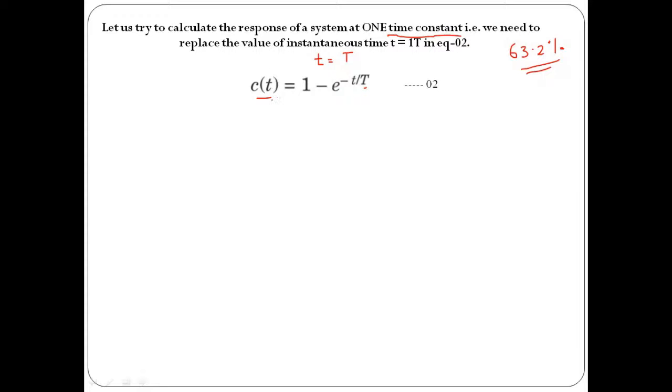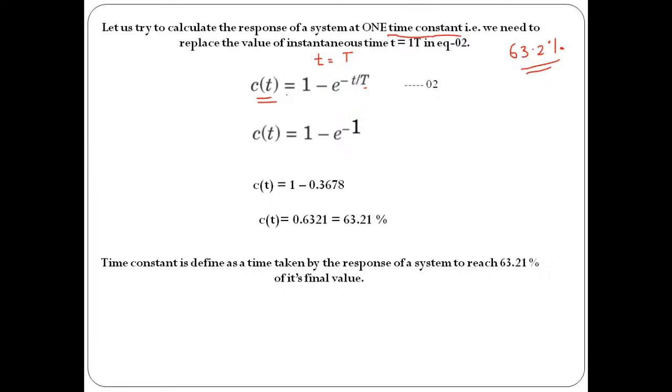And let us try to calculate what will be the value of C of t over here. So if you put t equals to capital T and try to solve, you will get the answer of C of t as 0.6321. Or if you calculate this in terms of percentage, you will get 63.21. Hence, time constant is defined as the time taken by the response of a system to reach 63.2% of its final value. This is very important. I hope this point is clear to everyone.